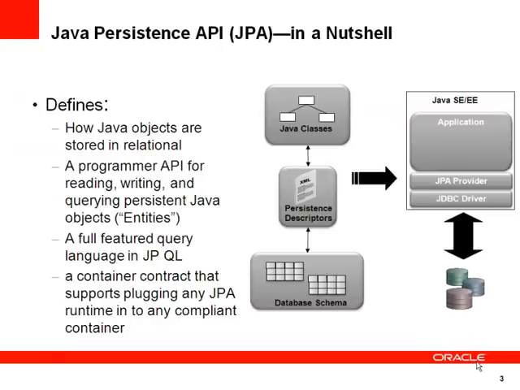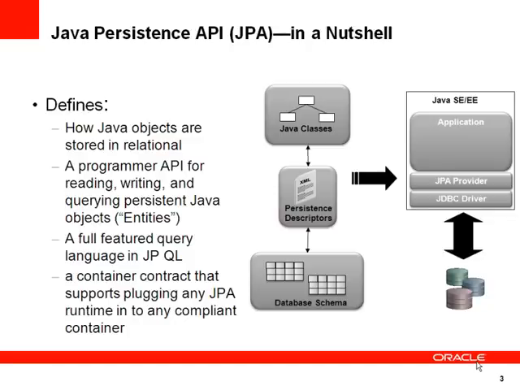So what is JPA? In a nutshell, it's a Java standard for defining how Java objects are stored in relational databases. It gives you a simple API for reading and writing those objects, which we refer to as entities. Persistent objects are entities. It has a query language called JPQL, and it also supports a contract to interact with EJB containers. So Java EE 5 and 6 containers both support plugging in JPA.